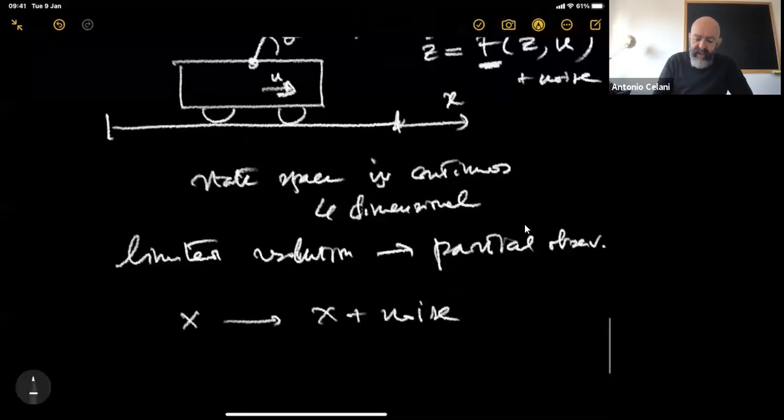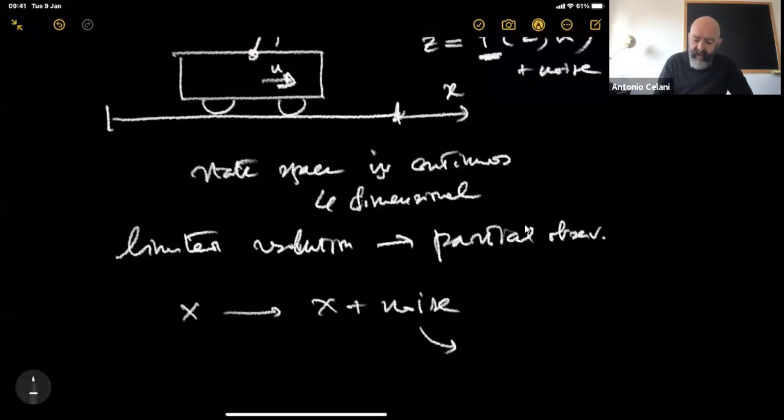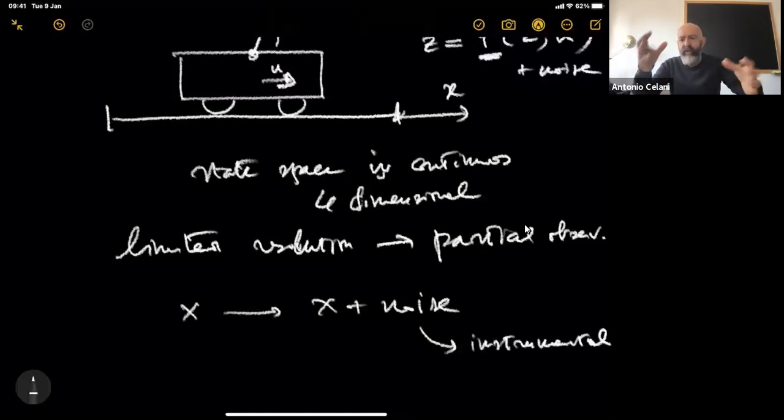Okay, so this noise comes from the instrumental. Okay, so it's noise in the measurement device. When you try to take a photo, there's some blurring of the image, so you don't know exactly where the point is. Okay, so these kinds of things are quite normal.